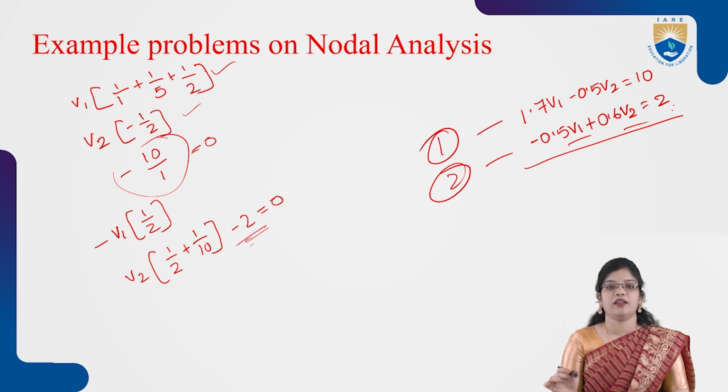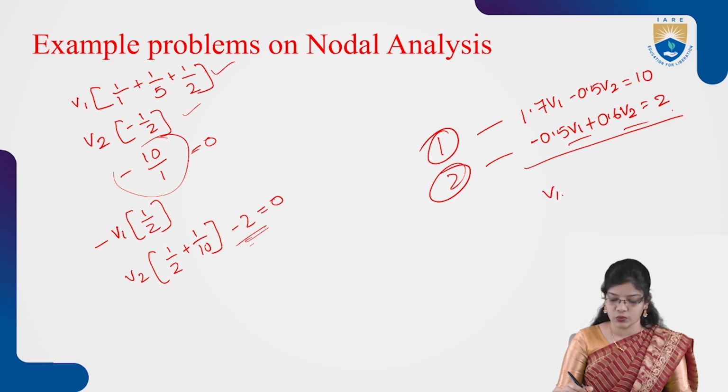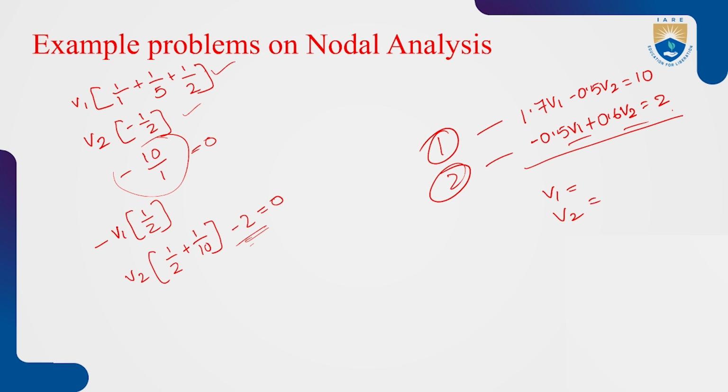Now we have to calculate the values of V1 and V2. In the same way as we calculated for the previous problem, we have to substitute these two equations in the scientific calculator. After substituting the values, we'll get V1 as 9.09 volts and V2 as 10.91 volts.